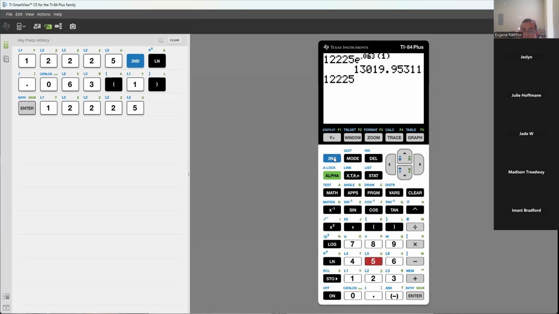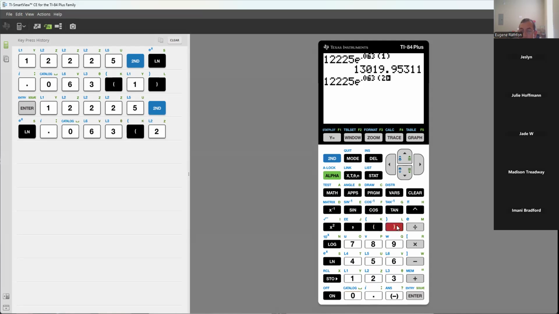12,225, second ln to get the e, 0.063 times 2. So when I do that one, I get $13,866.59. Now that's a 59 with a 9 after it, so I'm going to round that 9 up into a 10, which means I'm carrying a 1 to the 5. So 59.9 will round up to a 0.60.